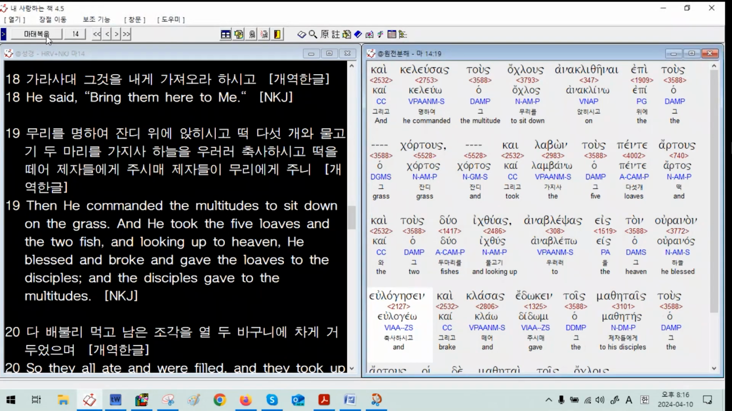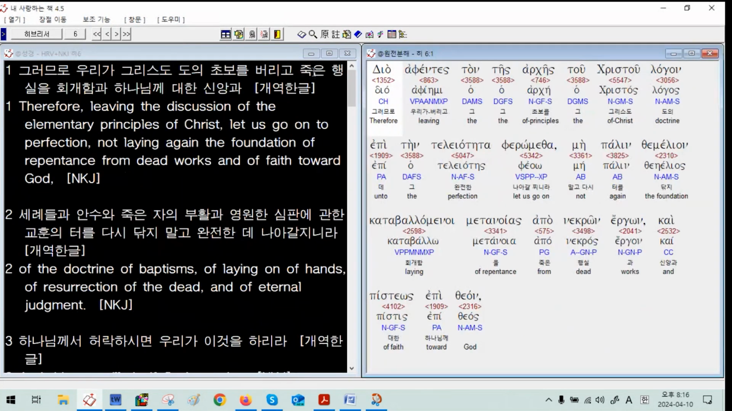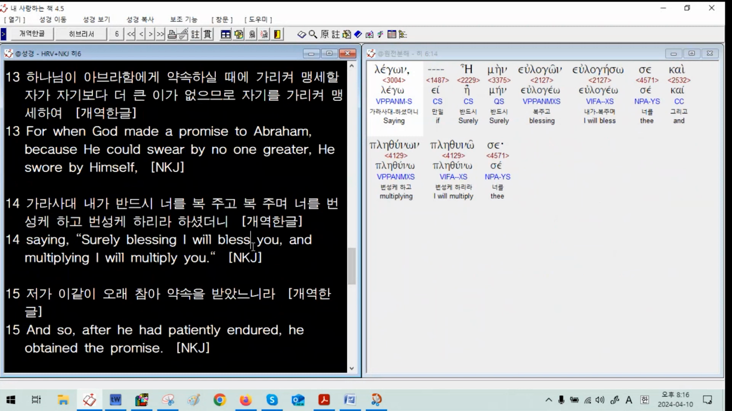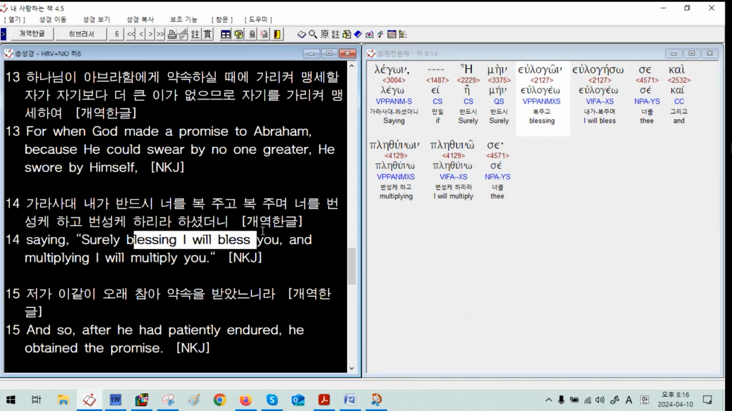Another place I would like to go, eulogeo, when we go to the New Testament, Hebrews 6:14. Start from 13. When God made a promise to Abraham, because he could swear by no one greater, he swore by himself, saying, surely blessing, I will bless you, and multiplying, I will multiply you. Look at the blessing, eulogeo. You see here? I will bless, eulogeo. And then eulogeo, participle present, blessing. Surely blessing, I will bless. So eulogeo needs to be translated as bless.